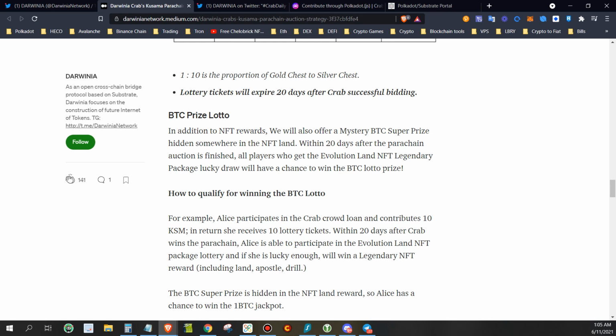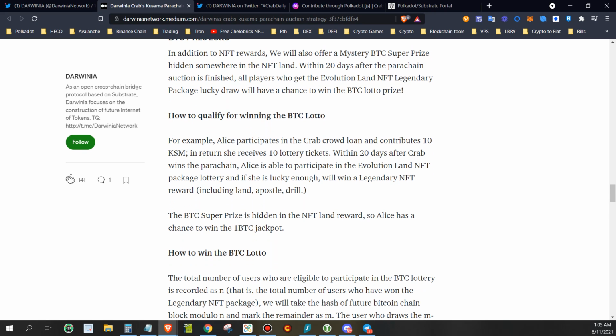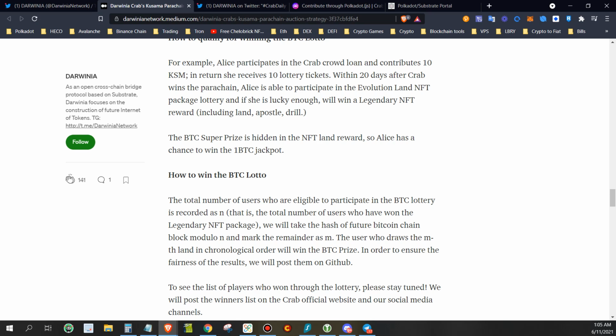If she is lucky enough, she will win a legendary NFT reward, including land, apostle, and drill. The BTC Super Prize is hidden in the NFT land reward, so Alice has a chance to win the 1 BTC jackpot. How to win the BTC Lotto.